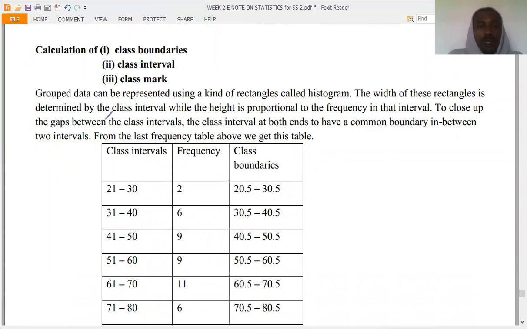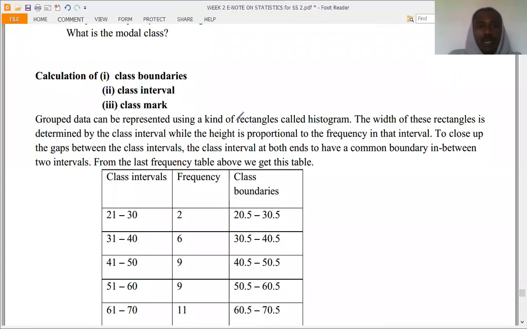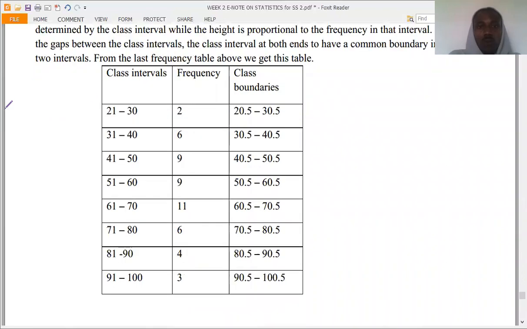Grouped data can be represented using a kind of rectangles called a histogram. The width of the rectangles is determined by the class interval, while the height is proportional to the frequency in that interval. To close up the gaps between the class intervals, at both ends we need to have a common boundary in between two intervals. From the last frequency table above, we get this table. So here we computed the class boundaries from the class intervals.